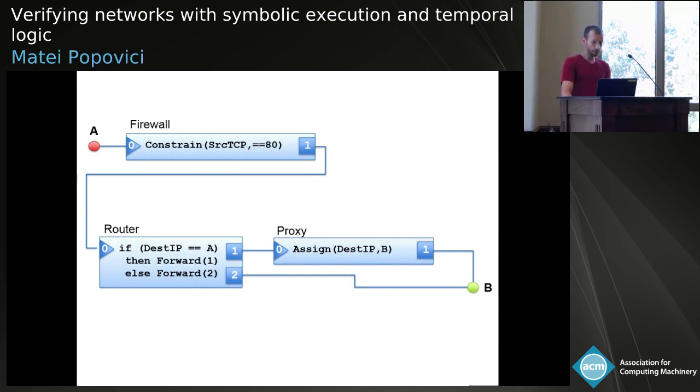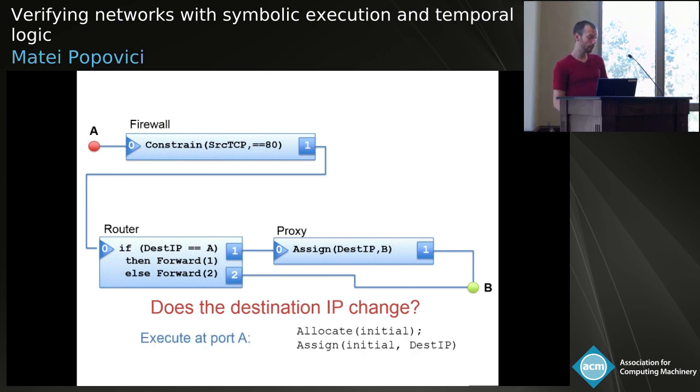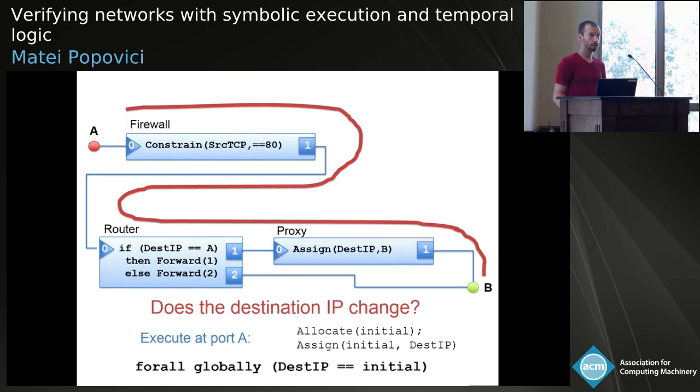So if we look at a more interesting policy, does the destination IP change? We can express that as follows. First of all, just after injecting a symbolic packet, we need to add this code which allocates a new variable called initial, and then it assigns the destination IP to initial. Having done that, we can verify the formula on all paths, and at each point, the destination IP equals initial. So to verify this formula, we need to consider at most all the paths, and at each hop, we need to check that the state property destination IP equals initial.